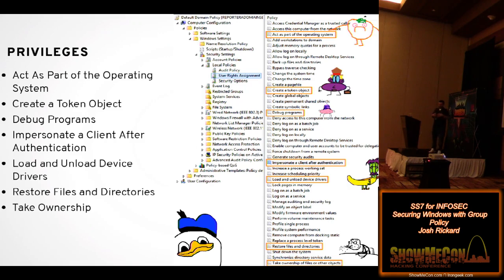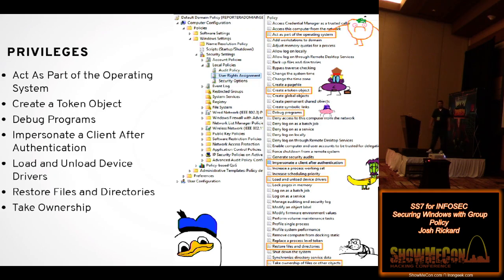Create a token object. Anybody know what a token object is? A security access token? All right, we'll talk about that on the next slide. Debug programs. So this is like the danger zone. I don't have any concrete numbers, but a lot of the malware that I see uses this privilege, and they specifically look for this privilege. The only people that need to debug are your developers, or maybe an IT person. Most users do not want to run Outlook and debug it. Like, why would you ever need to do that?